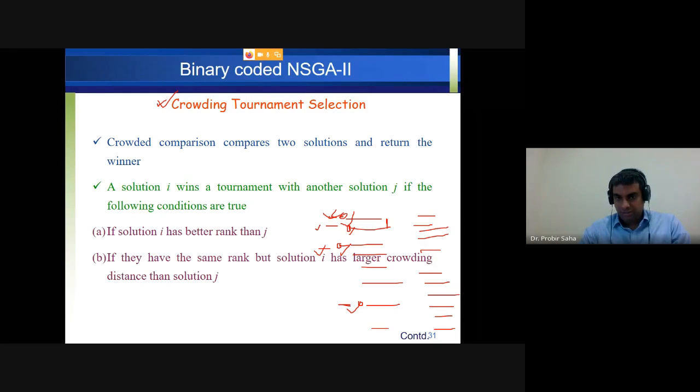I will choose the solution which has a higher crowding distance. So that is the crowding tournament selection. If you choose two parents and they are in different ranks, the better rank solution will go to the mating pool. Similarly, if the chosen solutions lie in the same front, then I have to choose the higher crowding distance to maintain diversity in the solution. So this is how the crowding tournament is done.